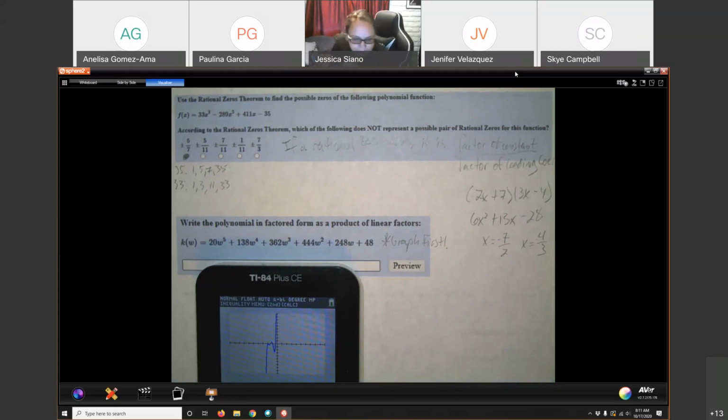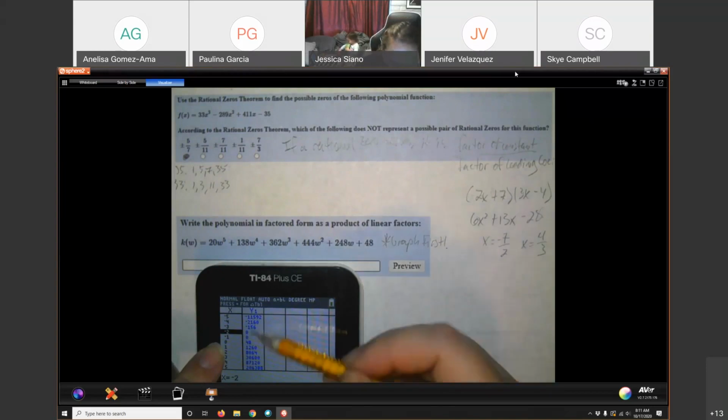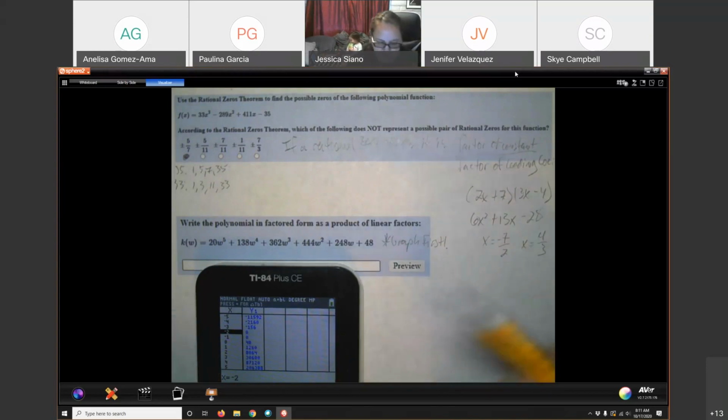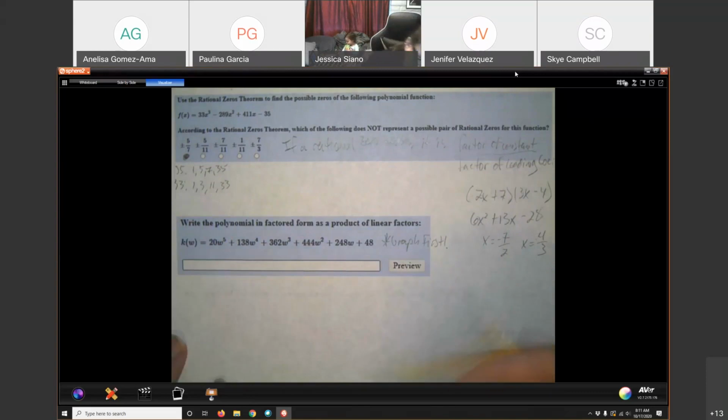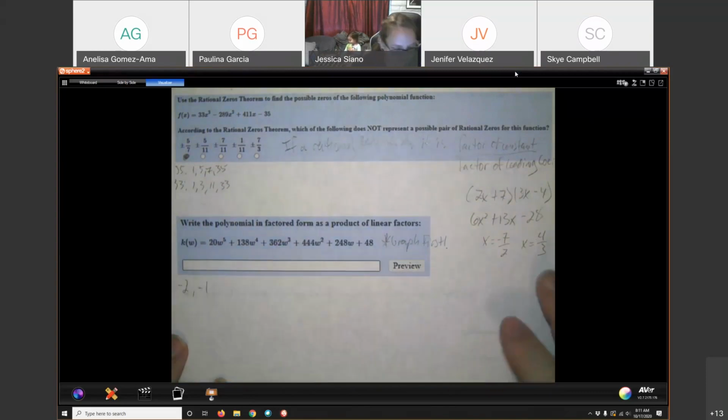Did my table come up yet? Nope. There we go. So we call them zeros because it's where the y value is 0. So from the table, I can tell that I have zeros at -2 and -1. Definitely. So those are my definites.